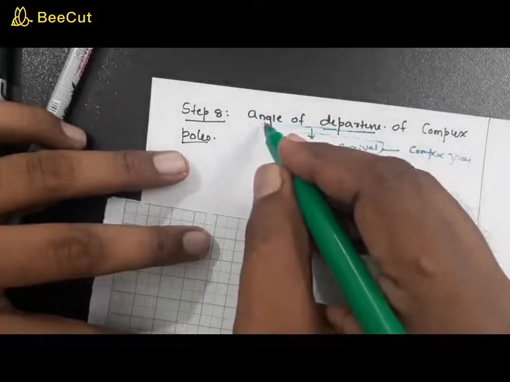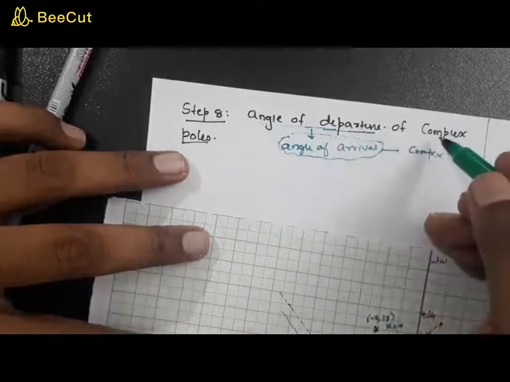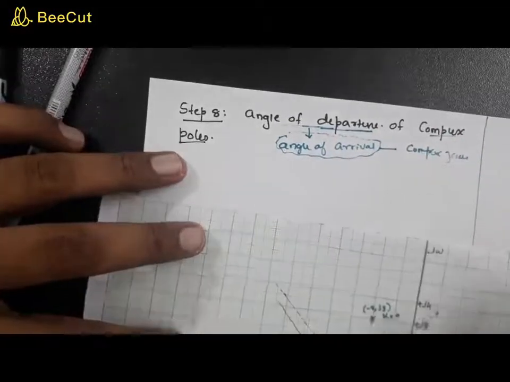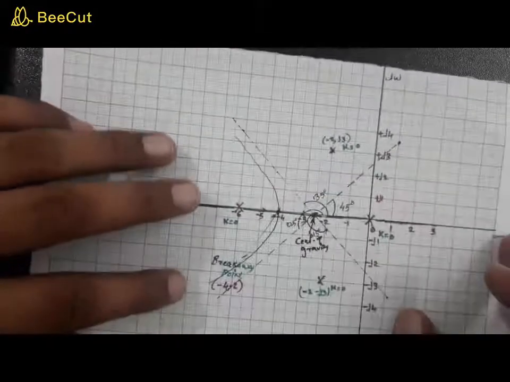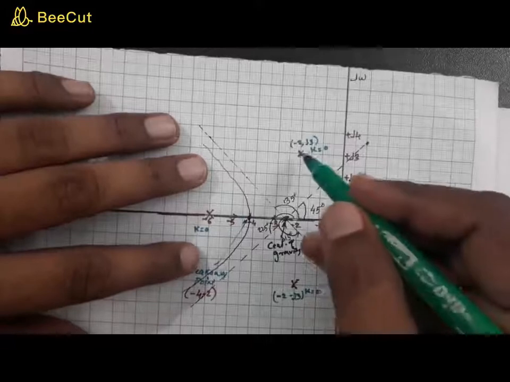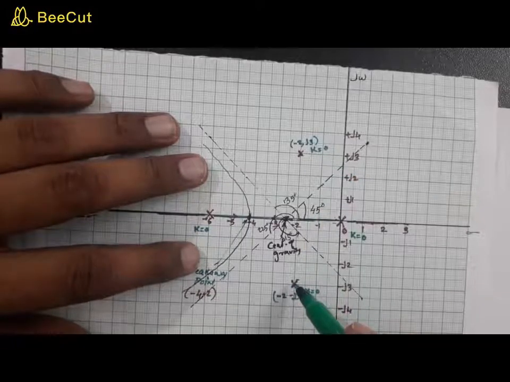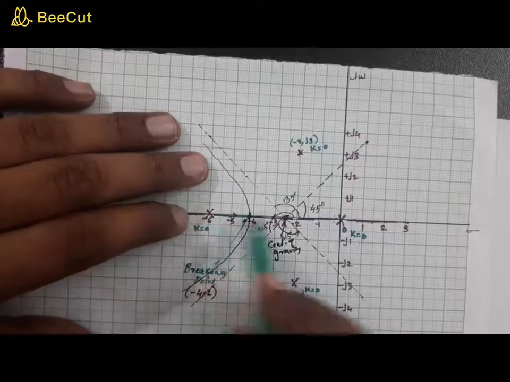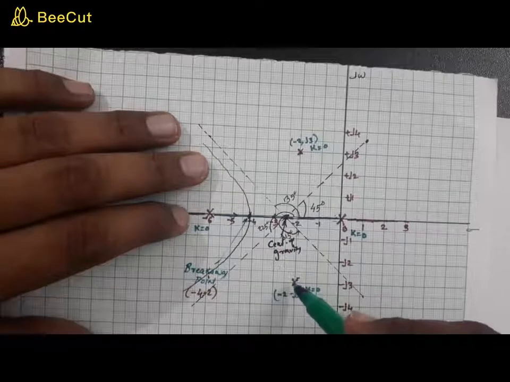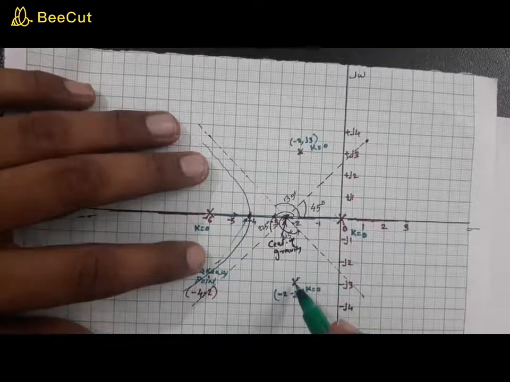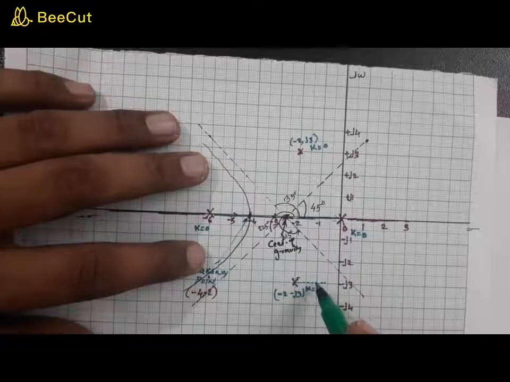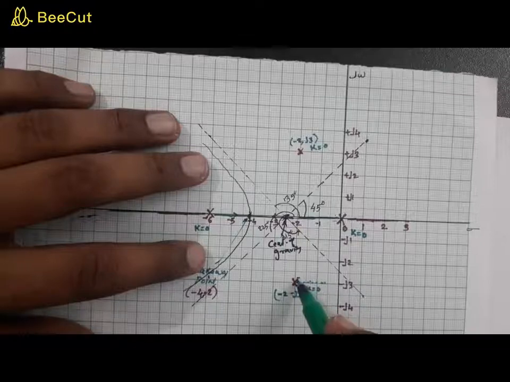Do remember, the angle of departure is the term associated with the complex poles, while the angle of arrival is associated with the complex zeros. And the thing is very simple. You know the meaning of departure, right? Now, for these two complex poles, as we have studied, the root locus starts from the pole, just as it started from these two poles. That means this root locus departs. Now if it departs from this point, there must be a reference for the departure. This particular pole can depart at this angle, or this angle, or this angle, and so on.